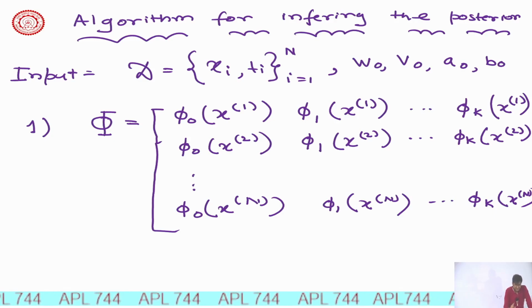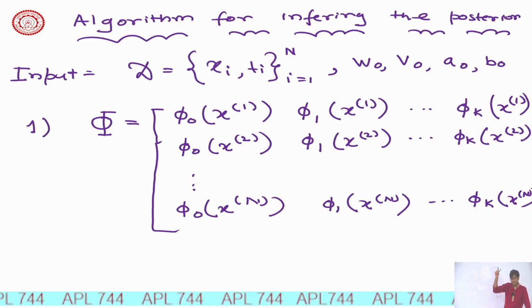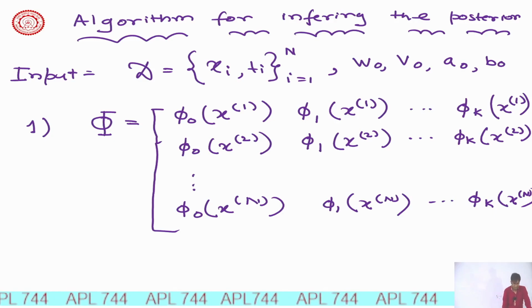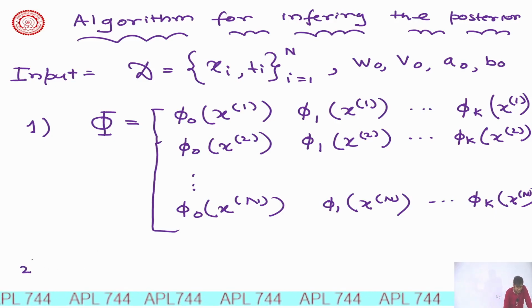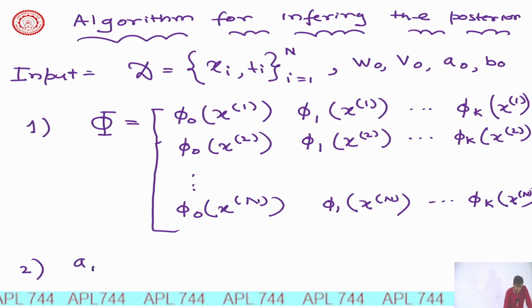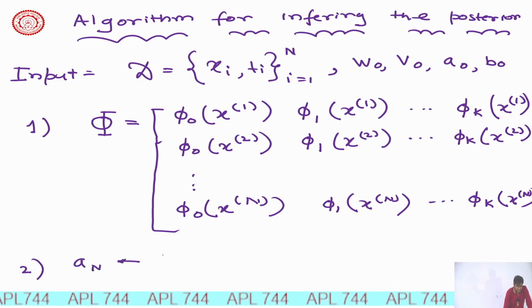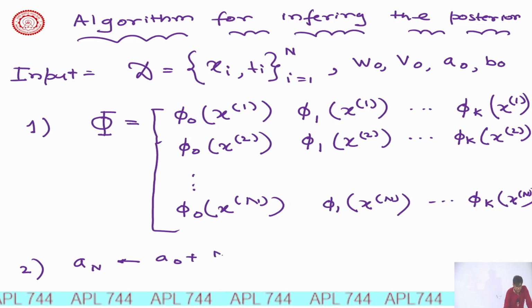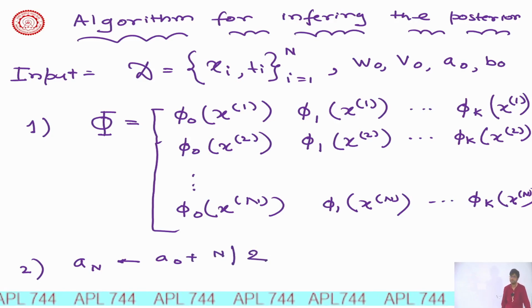Step 2, obviously the T vector is also known to you. That is T1, T2, T3. That is also known to you. Step 2, your A_N you will set equal to A naught plus N by 2. Okay, that is your step 2.